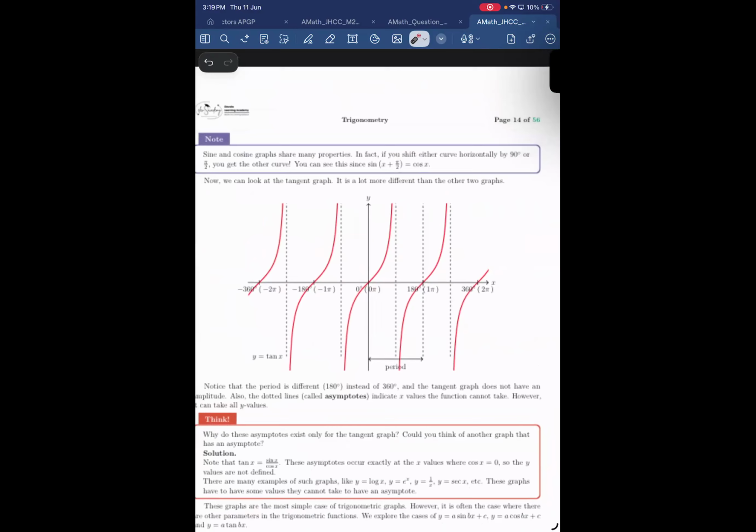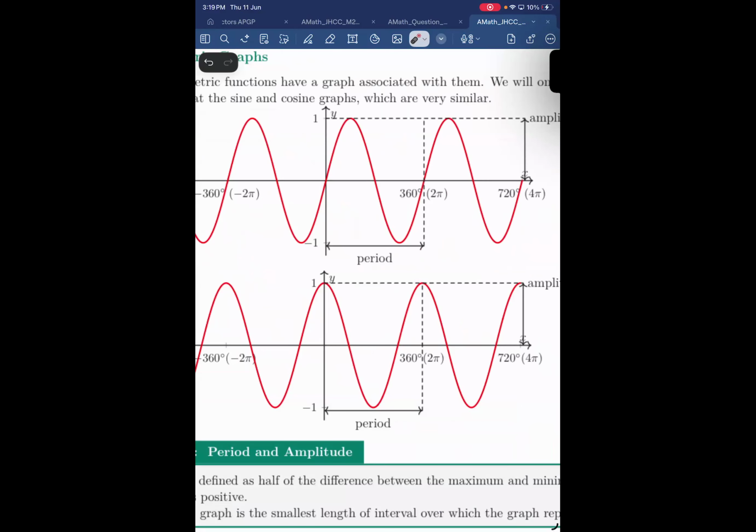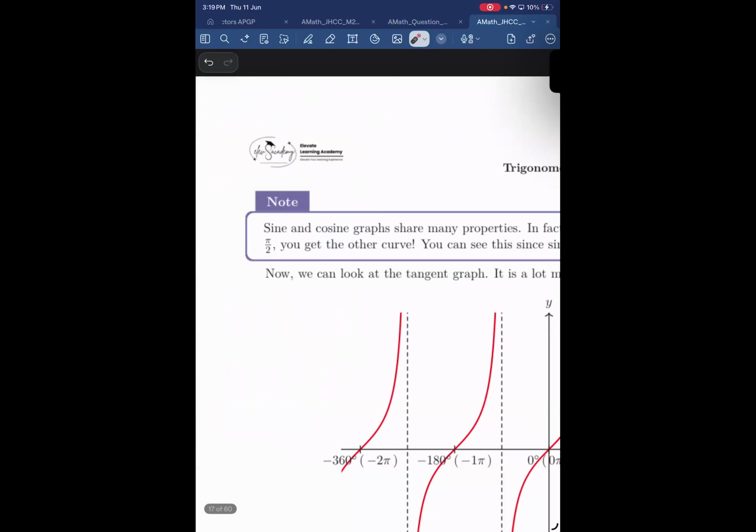As you can see, the sine and cosine graphs look very, very similar. Actually the sine graph is the cosine graph shifted a bit, and the cosine graph is the sine graph shifted a bit. That's FYI.